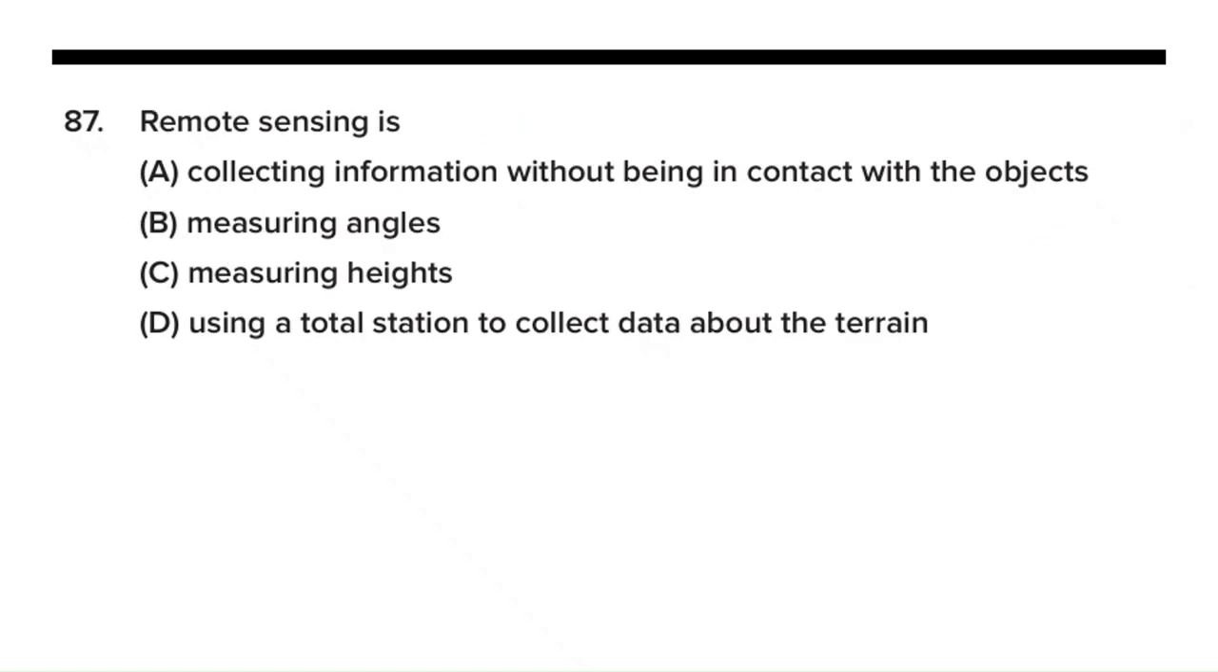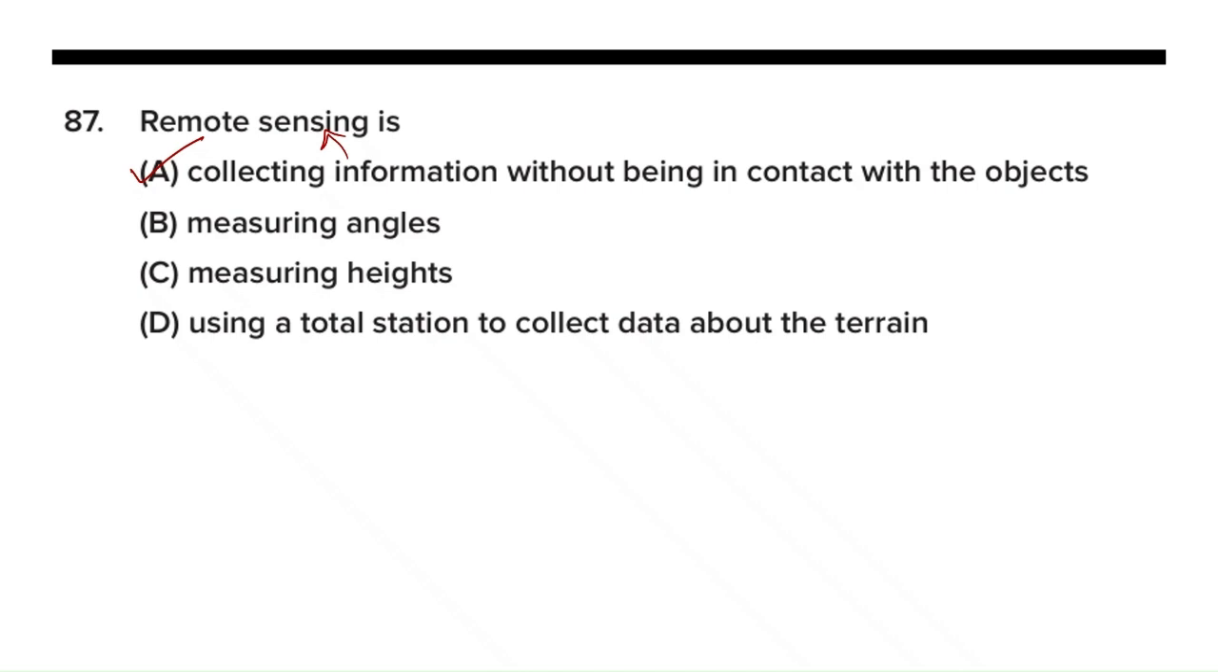Next question. Remote sensing is: collecting information without being in contact with the objects, measuring angles, measuring heights, or using a total station to collect data about the terrain. Our answer is option A. Collecting information without being in contact with the objects is known as remote sensing.